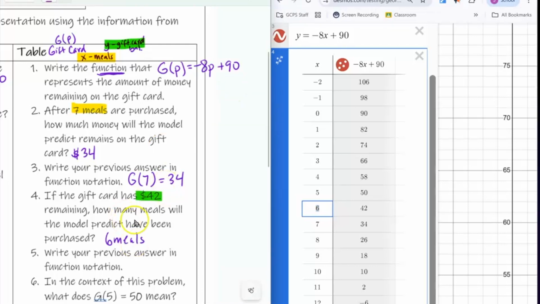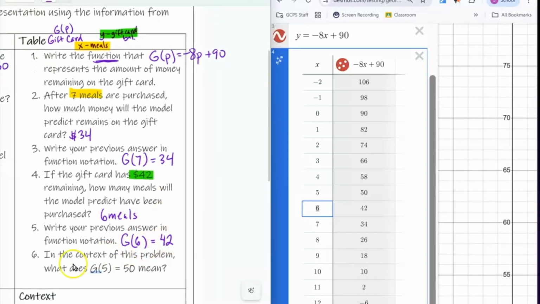Now you're just writing that in function notation. Remember, in function notation, it's the name of the function, for me it's G. Then it's the number of meals. So for me it's 6, not $42. And that's going to be costing me $42. So it's always the name, X, and then the Y.